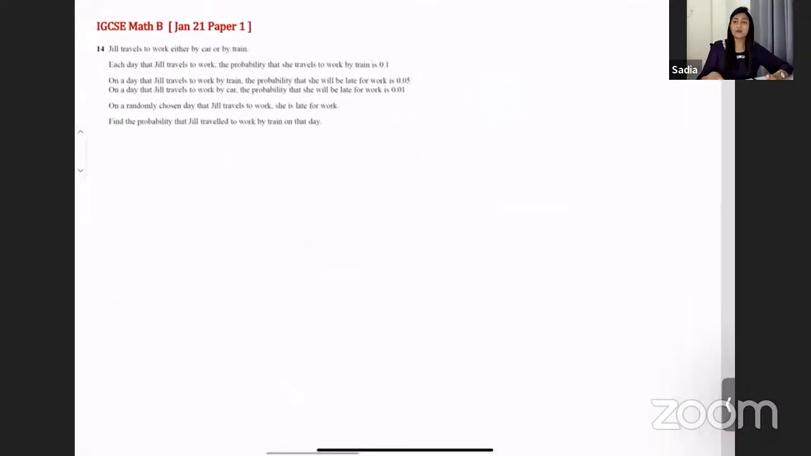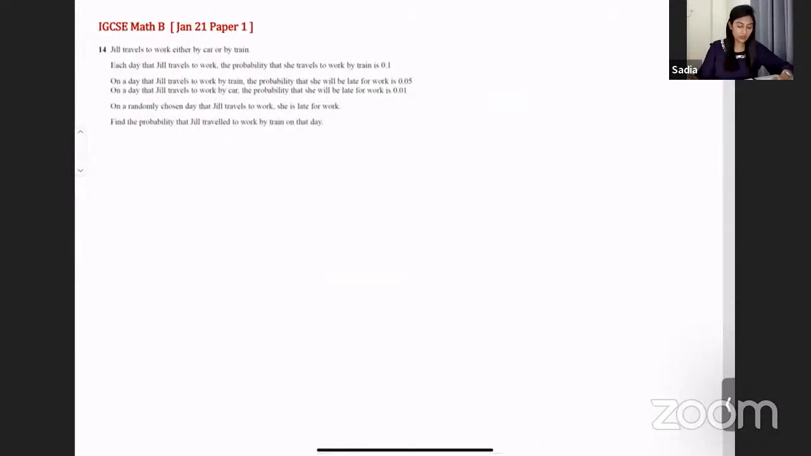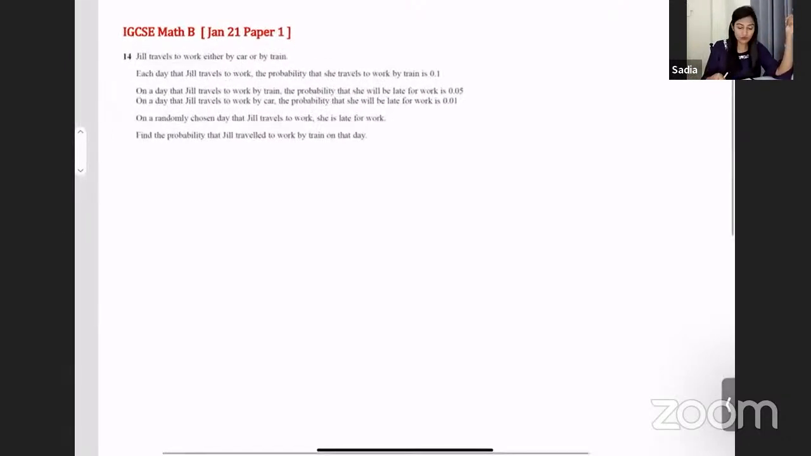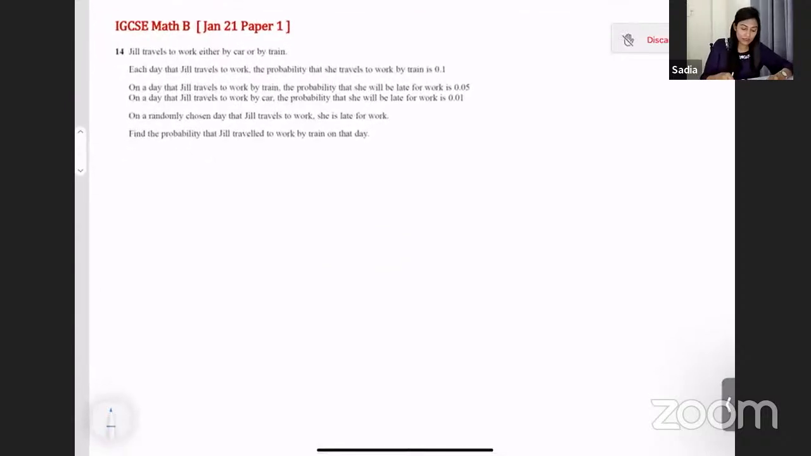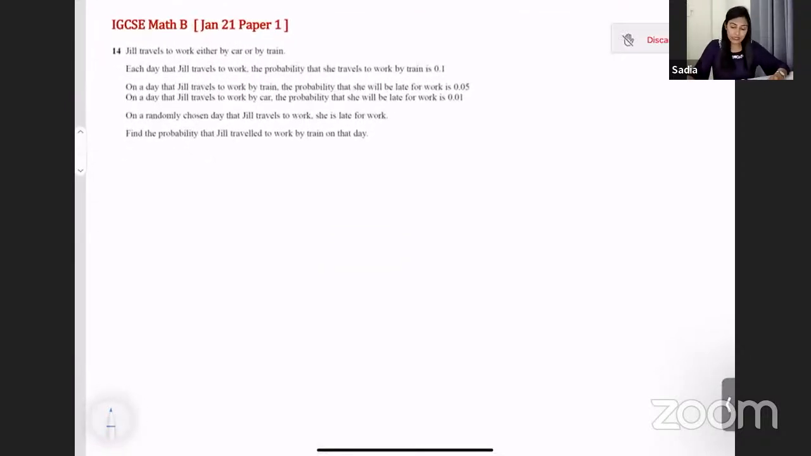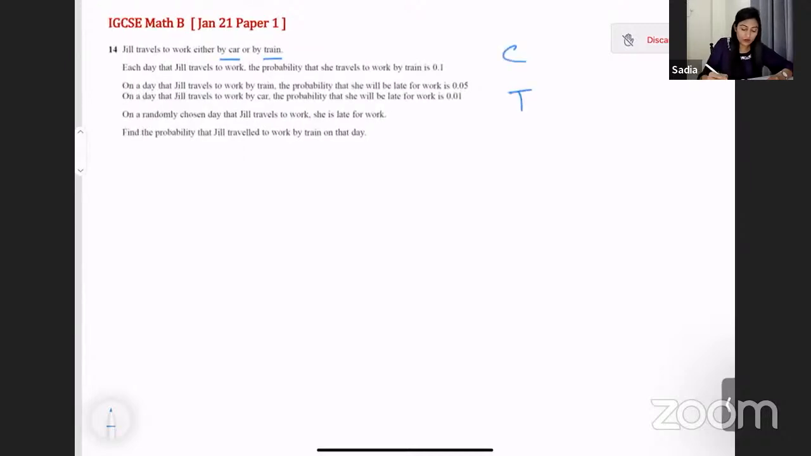Okay, so this one is number 14 from Jan 21. They didn't include any tree diagram or Venn diagram, but depending on the situation, you can draw either of them if you need a diagram to solve it. For example, in this one, a tree diagram will make it easier. This person travels by car or train. So you have two options, car or train.